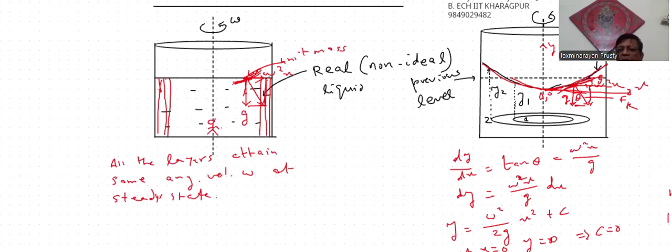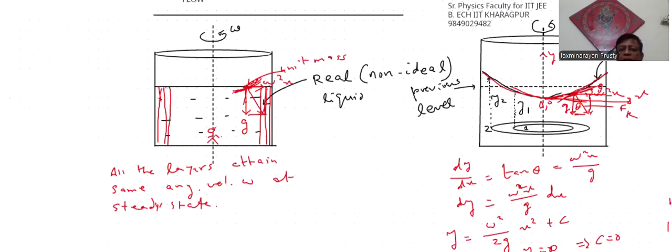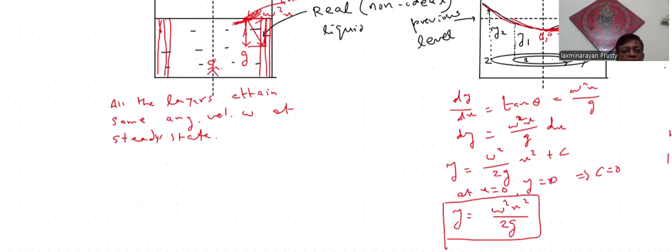Okay. Then let us come to our discussion here. Since all the liquid layers are moving with the same omega, I take two streamlines here: streamline 1 and streamline 2. Okay. So for streamlines, what do we write as the equation? Bernoulli's theorem. For every streamline, is it a rotational flow?